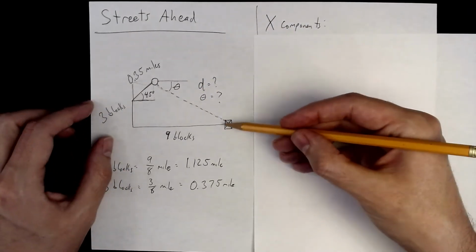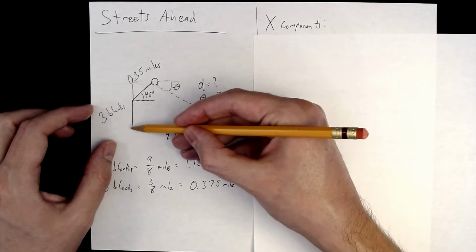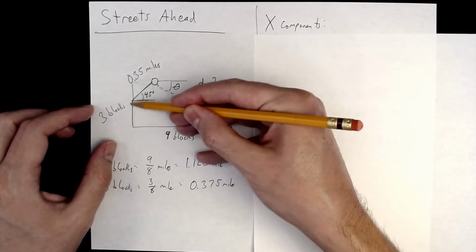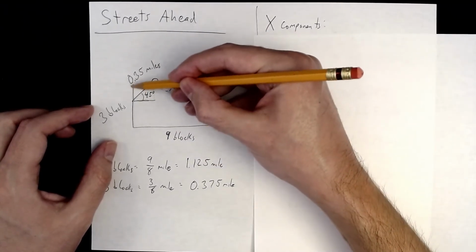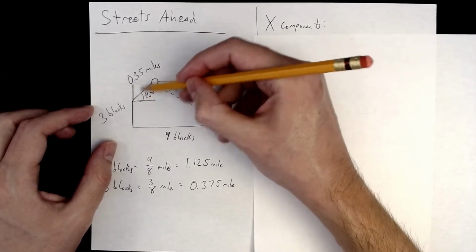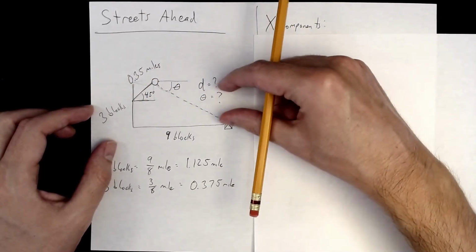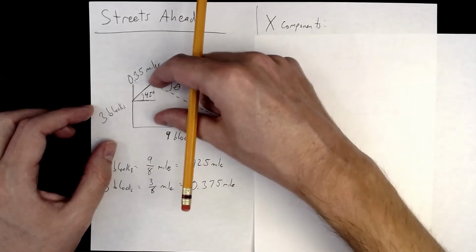Same for the y. This doesn't contribute any y, but this does. And I can add whatever that component is from this vector, and that's going to give me how much y I have increased.